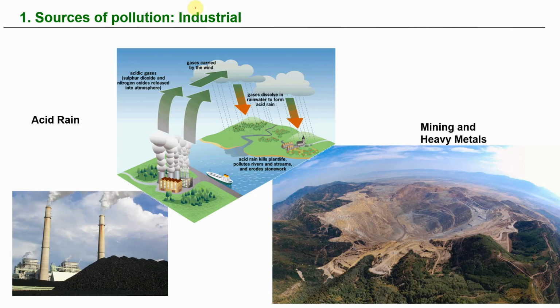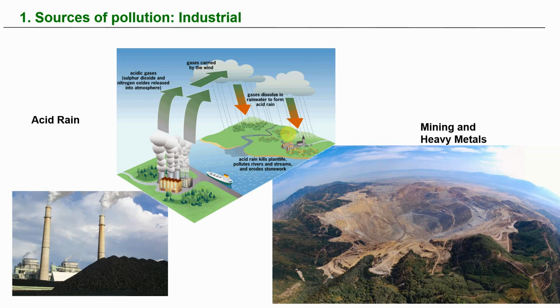These, where's my pointer gone? Yeah, these acidic gases, sulfur dioxide and nitrogen oxides, are released into the atmosphere. The gas is then carried by the wind. The gases then dissolve in rainwater to form this acid rain, which falls down to the land. And this acid rain kills plant life, pollutes rivers, streams and road networks. This was a major source of industrial pollution.